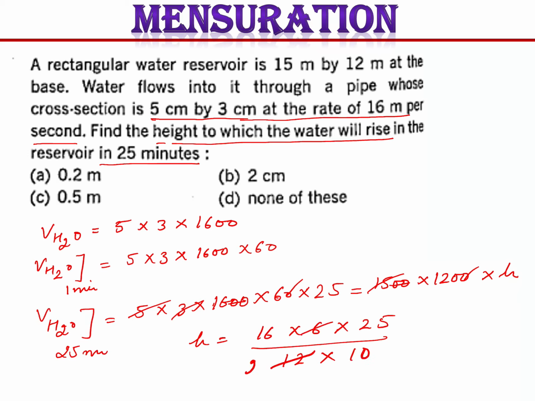Much easier to explain also. Here you get 2, here you get 8. So this is 200 by 10, that means 20 centimeter. Now which one is the right answer? It will be 20 by 100 meter. So my answer is 0.2 meter. So hope this question is clear to all.